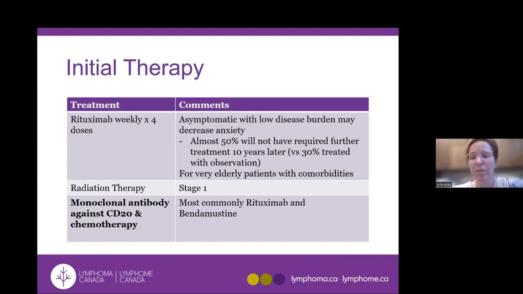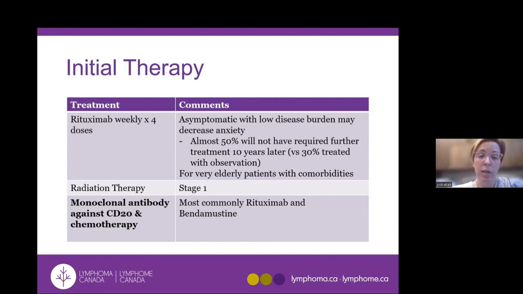With that said, there is some data that show us that patients that are asymptomatic with low disease burden may have less anxiety if we give them rituximab alone. And further, it'll be much longer until they require treatment again compared to if we observe alone. And so this is something that may be discussed with your hematologist or oncologist.